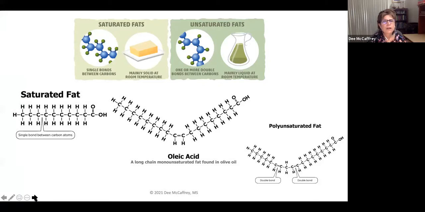When I talked about how fats are considered solid at room temperature and oils are liquid at room temperature, it has to do with the shape of their molecule. Saturated fats are the ones that tend to be solid at room temperature. We call it saturated because if we look at the molecule, these are carbon atoms. Fat molecules are made out of carbons, hydrogens, and oxygens. The H's are for hydrogens, the O's are for oxygens, and the C's are for carbons.